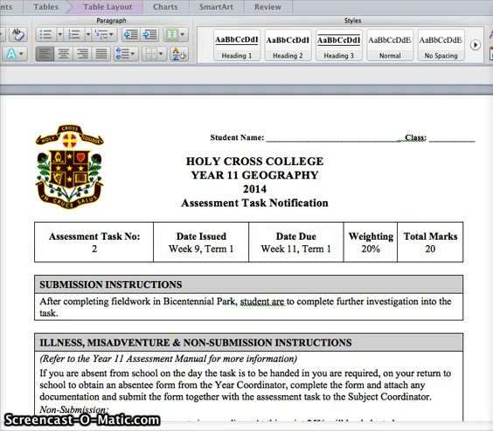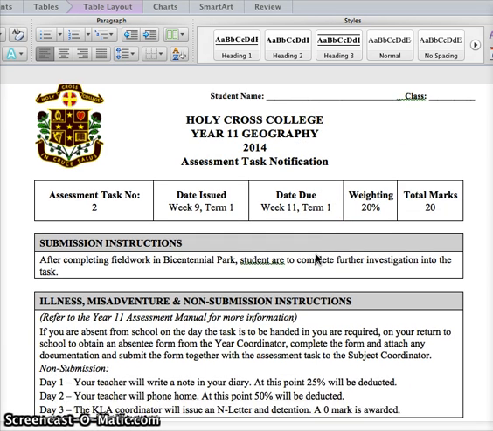Hi guys, and I know we've had a lot of questions in regards to the assessment task that's just been handed out, so I'm just going to go through it and explain it with you. As you can see, the due date is week 11 of this term, so what I might do is I'll have it due by Friday of this week.